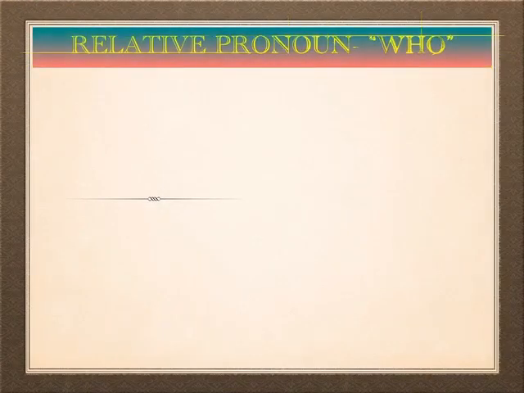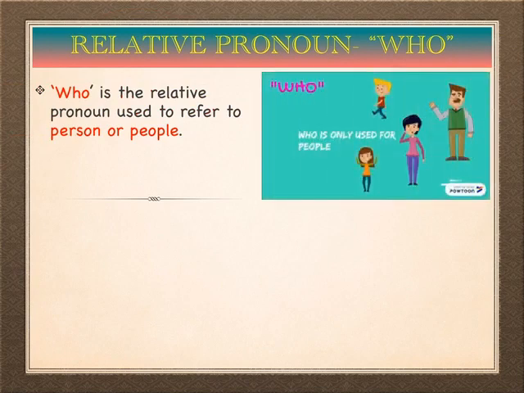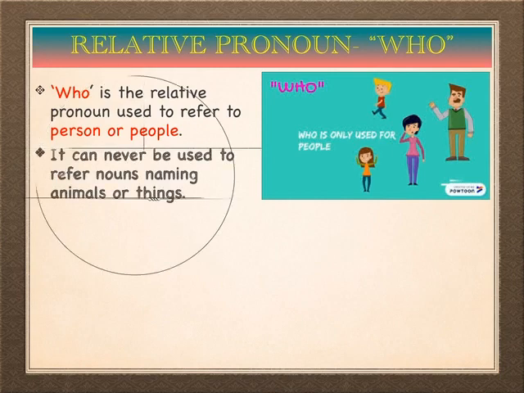So let's see when are we going to use the relative pronoun who. Who is the relative pronoun used to refer to person or people. So we use who as a relative pronoun when we are talking about a person or people, and make sure that it is only used for people. It can never be used to refer the nouns naming animals or things. So who is not used after the names of animals or non-living things.